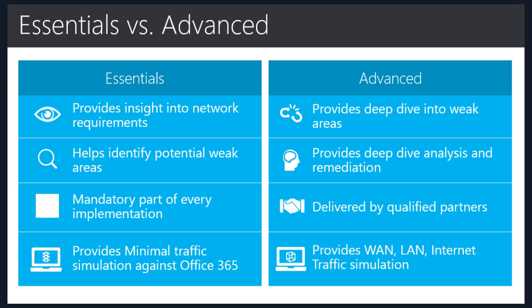It will provide them insight into network requirements. It would help identify weak areas. It's a mandatory part, and it would provide minimal traffic simulation against Office 365. If any of these outcomes give them a reason to do an advanced version, the advanced version will provide them a deep dive into weak areas. It could also provide both analysis and remediation. It's delivered by qualified partners, and it provides WAN, LAN, and internet traffic simulation.